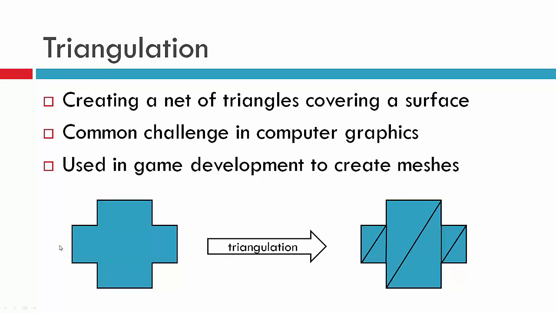We see in this small example that we've got a cross that consists of a polygon, meaning different points connected to edges, that is triangulated to several triangles forming this surface. Here we see one triangle, here the other.